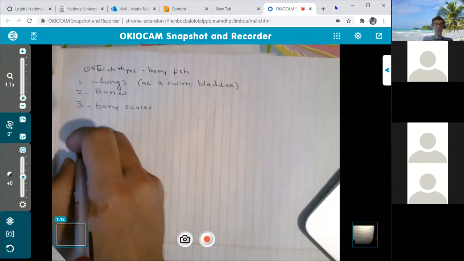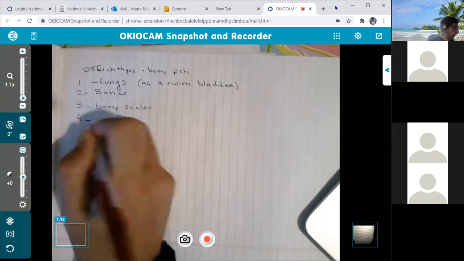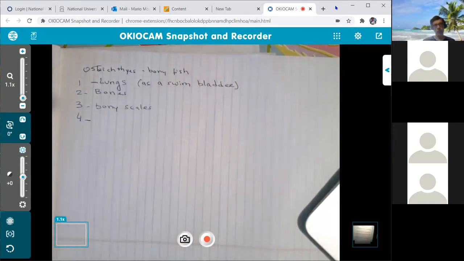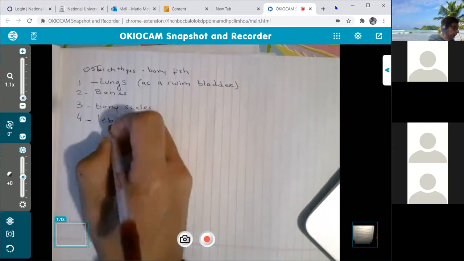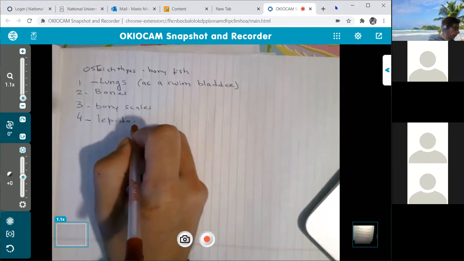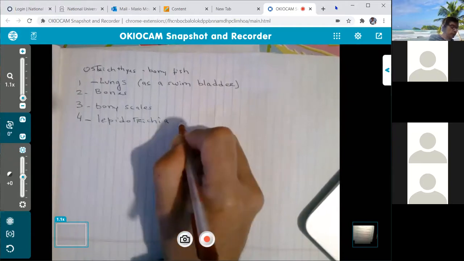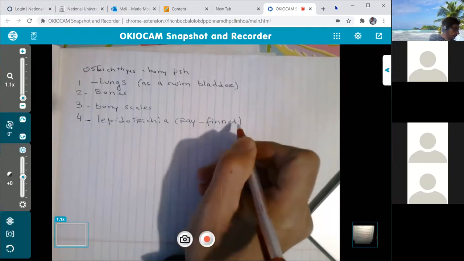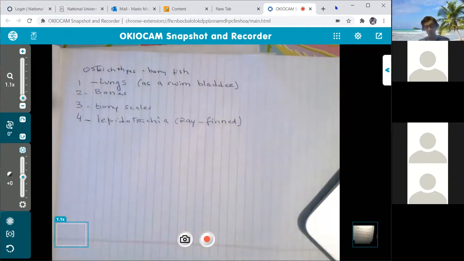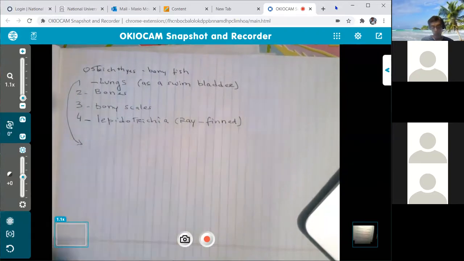And then the last one, number 4, it just means they have rays in their fins, but the word that is used in biology is lepidotrichia. It just means ray finned. So the Actinopterygii.